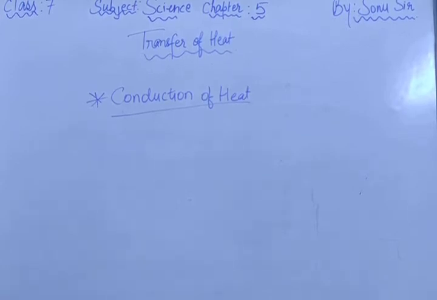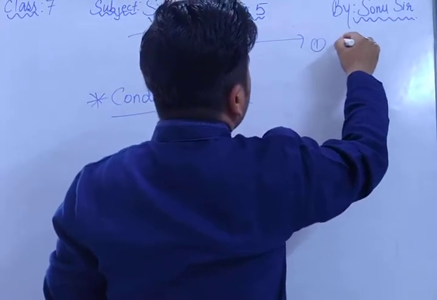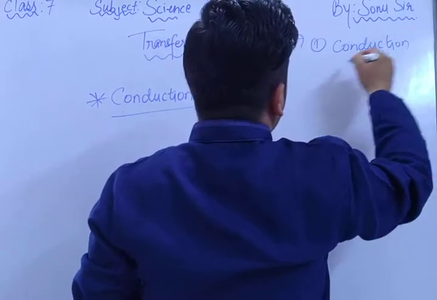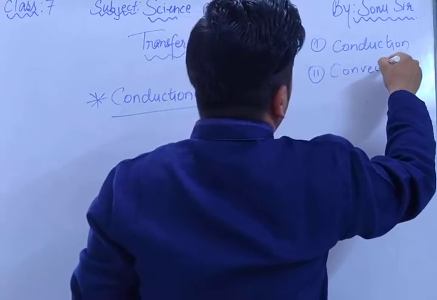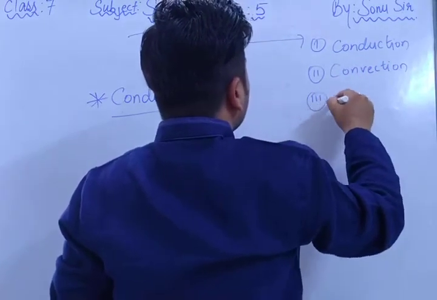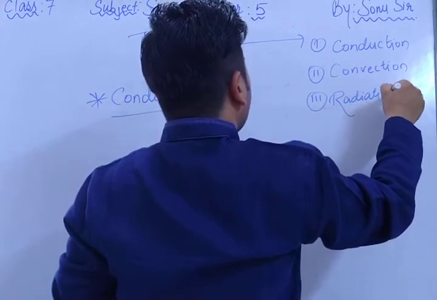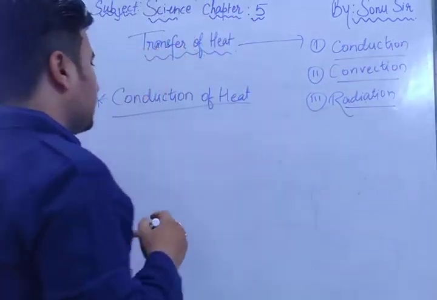See, first of all, transfer of heat can be done through three ways. First is conduction, the first topic. Second is convection. And third is radiation. So these three topics we are going to study in this chapter. Got it? Conduction, convection and radiation.